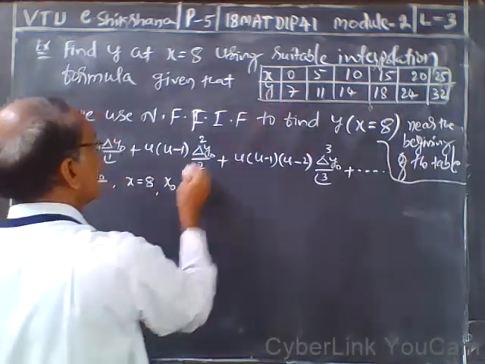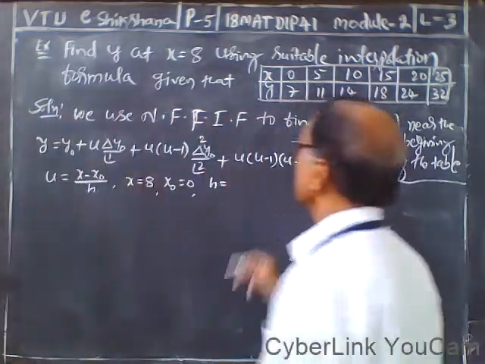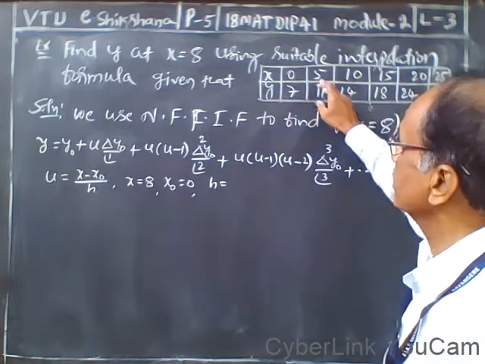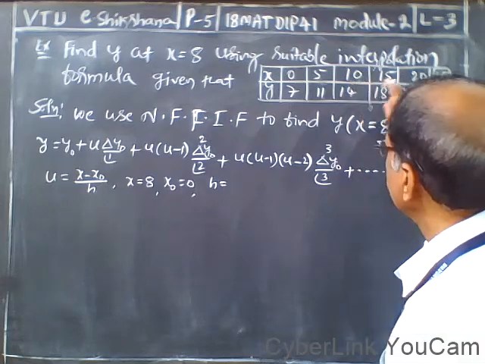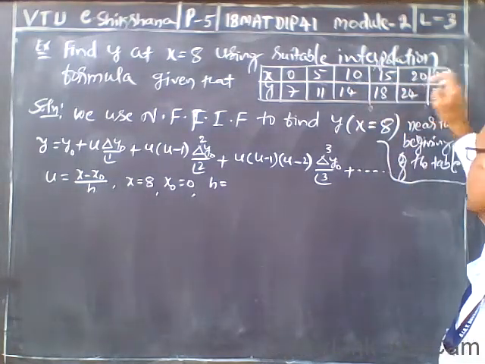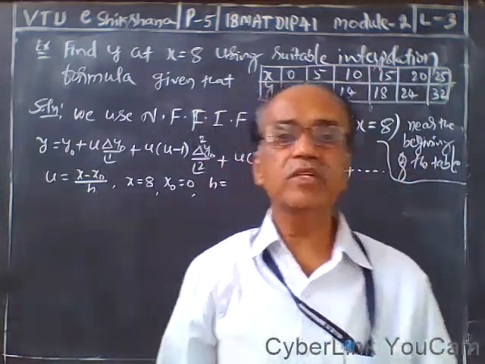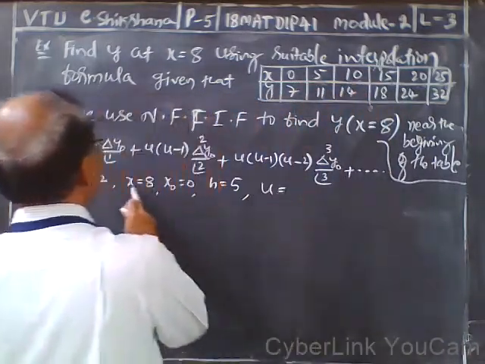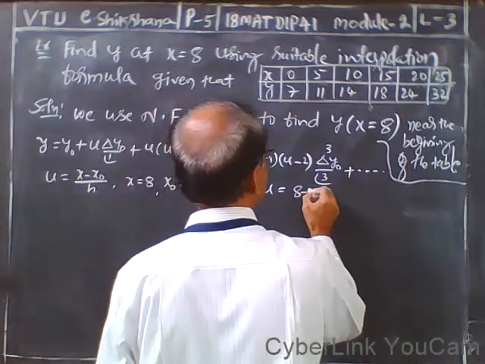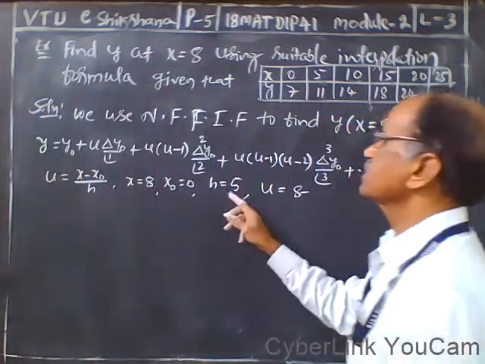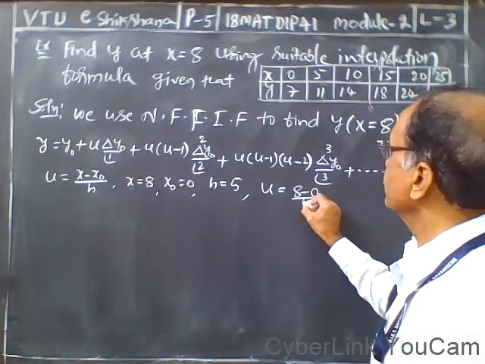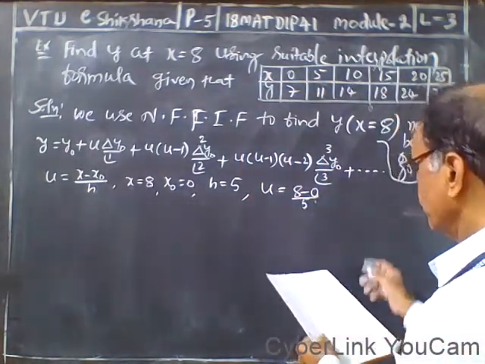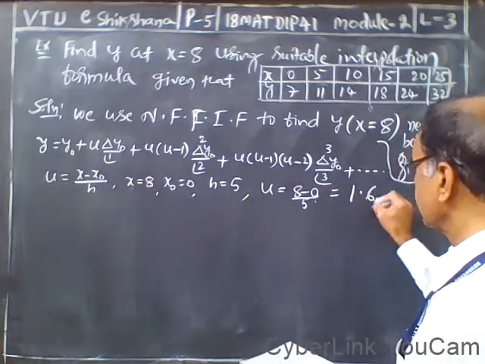Here x is equal to 8 and x naught is equal to the first value, 0. Then h is the difference between any two successive values: 0 and 5, 5 units; 5 and 10, 5 units; 10 and 15, 5 units; 15 and 20, 5 units; and 20 and 25, 5 units. Therefore, h is equal to 5, and u is equal to x minus x naught divided by h, that is 8 minus 0 divided by 5, so u is equal to 1.6.